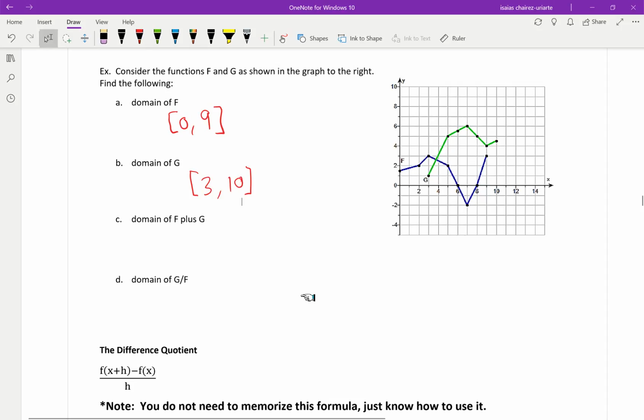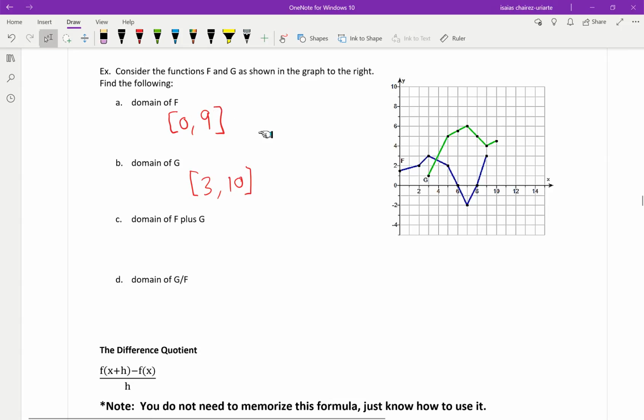What's the domain of the sum of these two functions? We could try to visualize the sum based on the pictures of the other ones, but that's going to get a little weird. So we know that the domain of the sum, difference, and product is just the intersection. It's just the overlap of the domains of the original functions.